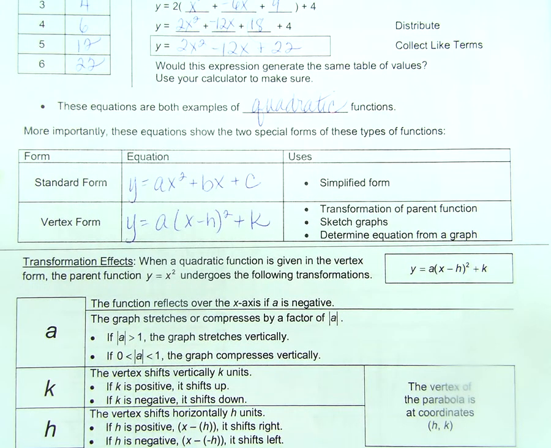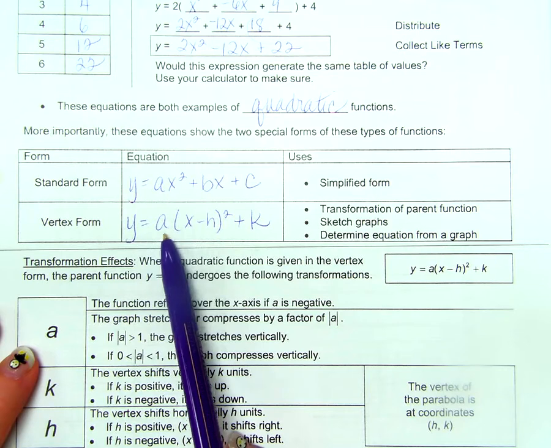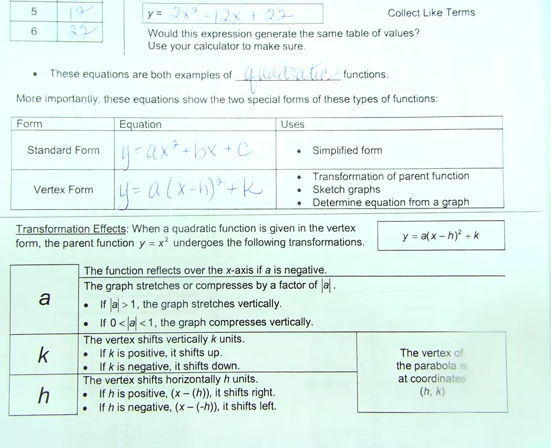Now, I'm hoping that you remember some of this from yesterday, because we did some investigation yesterday so that today we could actually work on learning what was going on. When we have an a, when we have a multiplier out there in front, what kind of transformation does that cause?